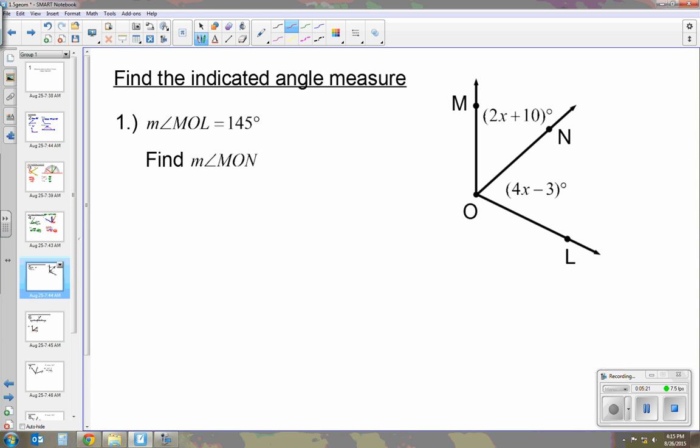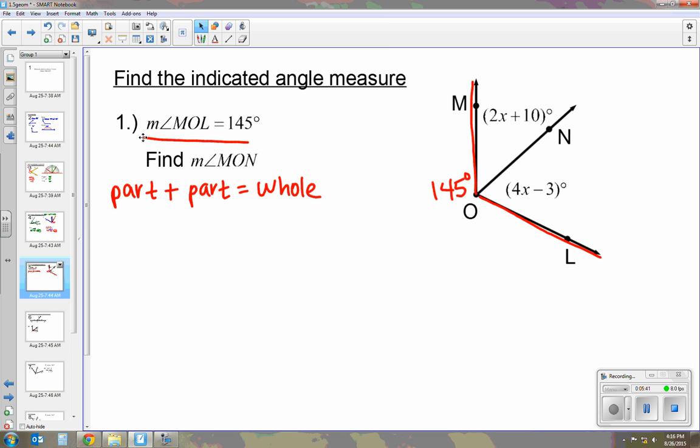Now we've added a little bit of algebra, okay? I've given you the measure of MLL, which is the whole thing, so I'm going to write 145. And we can still use the part plus part equals whole concept. All right, part plus part equals whole. Now we have the two parts and we have the whole.